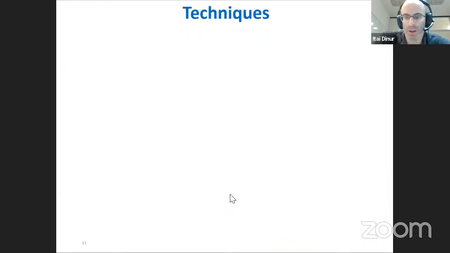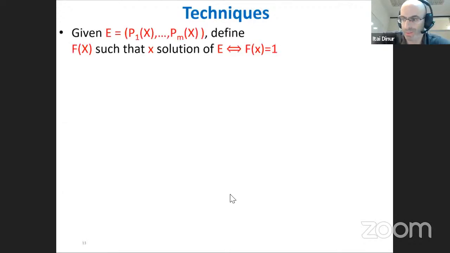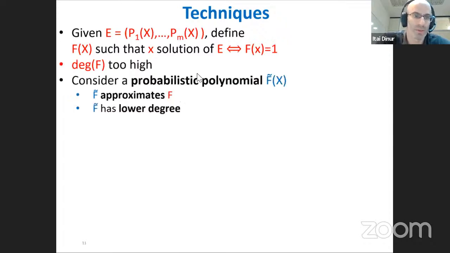Okay, so let me give a very brief overview of the techniques. I don't have much time, but I'll give you just a flavor. So I'm given a polynomial system E. I'm going to define a single polynomial f that evaluates to 1 only on solutions to E. Unfortunately, if you define it correctly, the degree of the polynomial is too high to be manipulated efficiently.